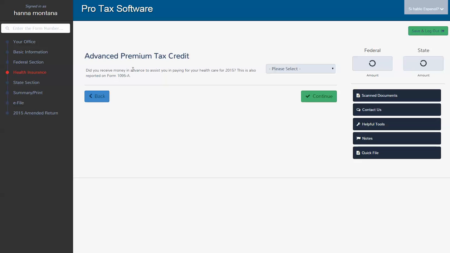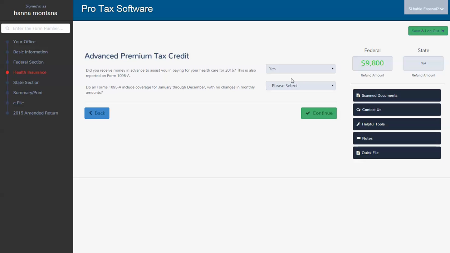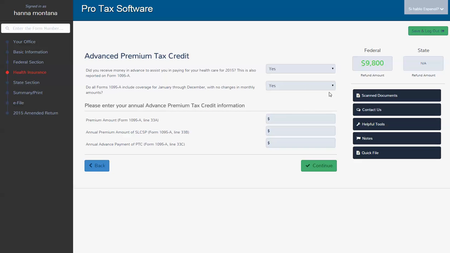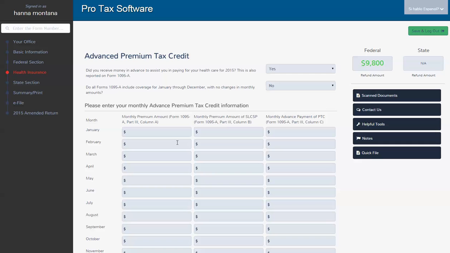And did you receive money in advance? So did you receive that 1095A? Yes, we did. Was it uniform for all 12 months? At any point, did you call CMS up and change your income projection? You were hired, you were fired, you got a raise, you got a reduction of income. You would go ahead and just say yes. If the answer is no, it was not uniform all 12 months, your coverage didn't start until March, you say no, you just earn yourself a fantastic 36 entries.